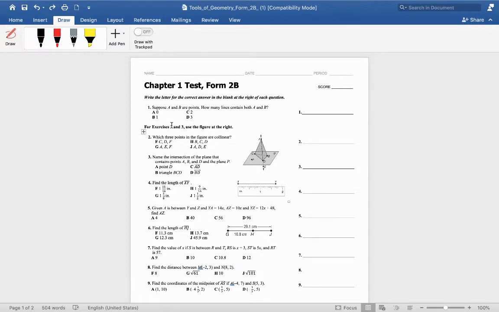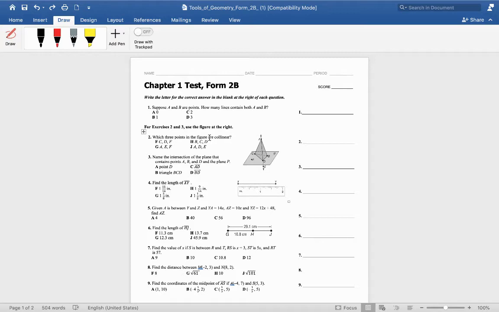So for exercise 2 and 3, use the figure at the right. So we're using this figure right here. Which 3 points in the figure are collinear? All right. So don't forget what collinear means. Collinear means co together and linear on a line. So which 3 points are all on the same line?